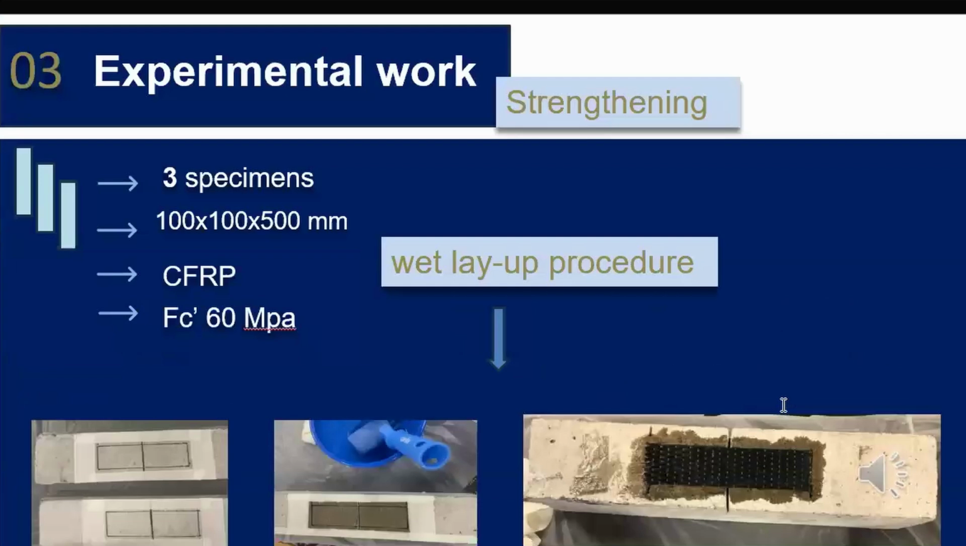To get our calculated bond slip model, an experimental program using 3 specimens was carried out, each with a cross-section of 100 by 100 millimeters and a length of 500 millimeters. The specimens were strengthened using CFRP sheets applied through a wet layup procedure. The wet layup process involves manually preparing the specimen surface and then applying the resin and placing the FRP material onto the surface, ensuring that it adheres properly and cures to form a strong bond.